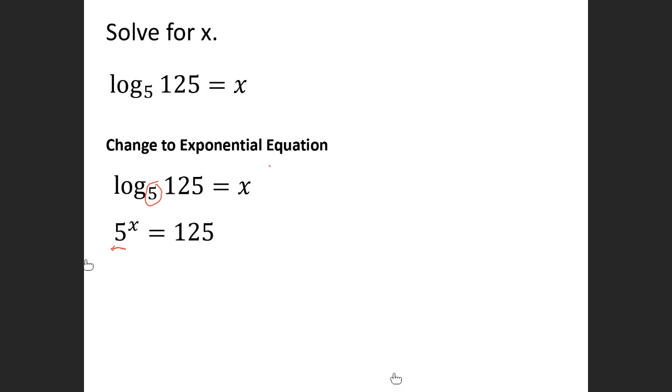Okay. So what we can use next is something called the one-to-one property, which means that if you can write both of these bases to have the same number, then the one-to-one property is going to tell us that we can set the exponents equal to each other. So 125 can be written as 5 cubed. And so by the one-to-one property, we can say that x is equal to 3. Okay.